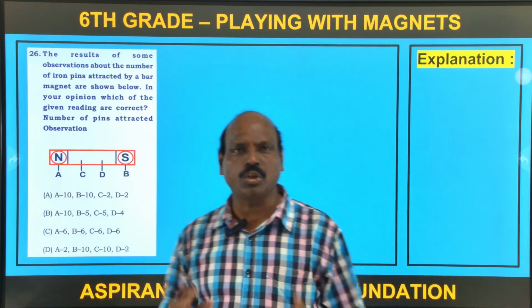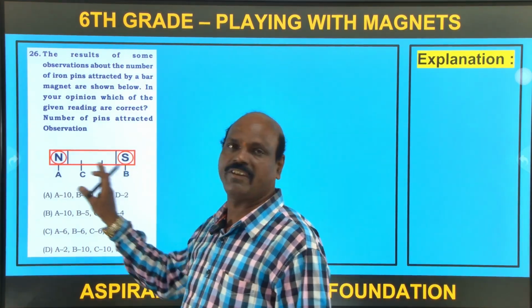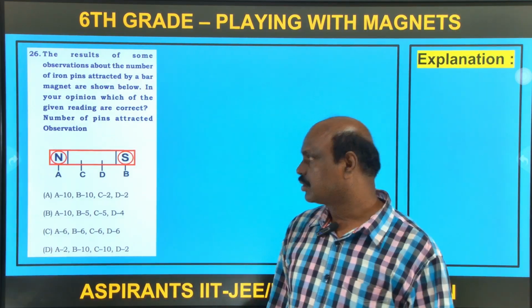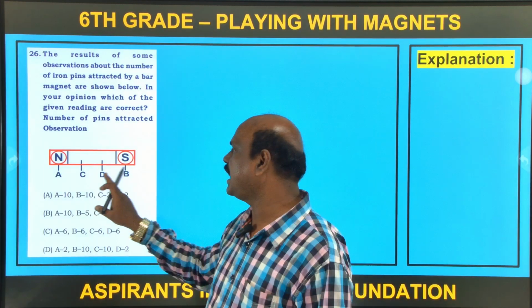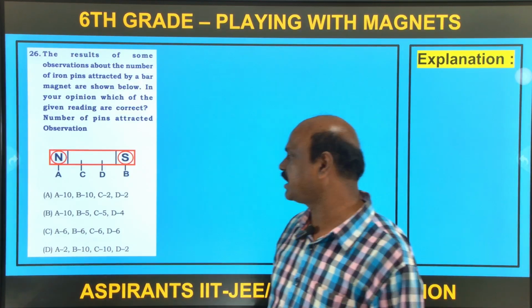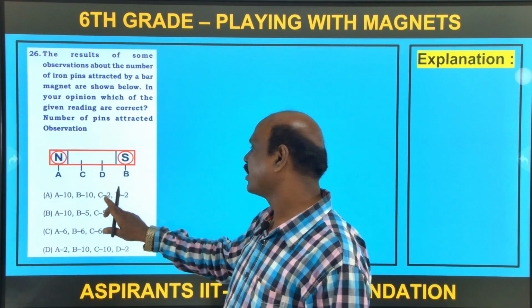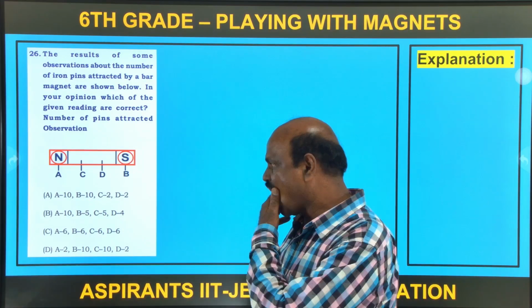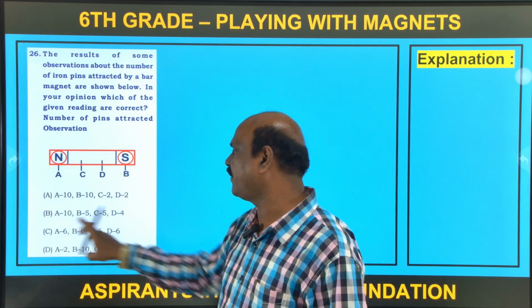As you know, both the poles will have equal strength and the regions between will have the same strength. So therefore, A and B should have the same value and C and D should have the same value. So let us see. A is 10, B is 10, C is 2, D is 2. And in this case, A is 10, B is 5, C is 5, D is 5, these are different, we cannot take.